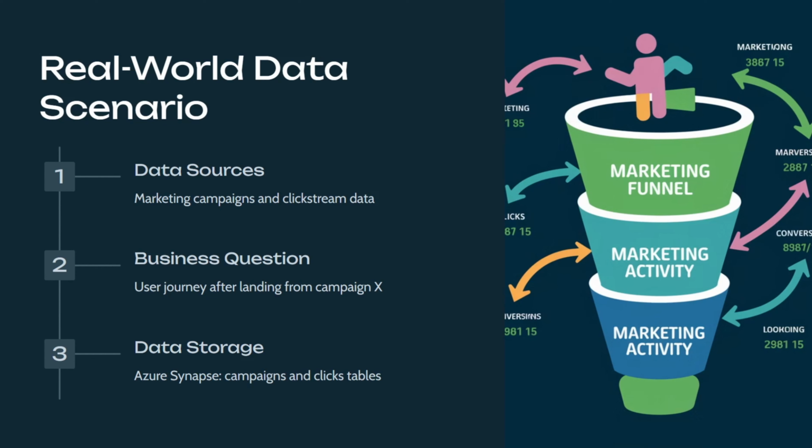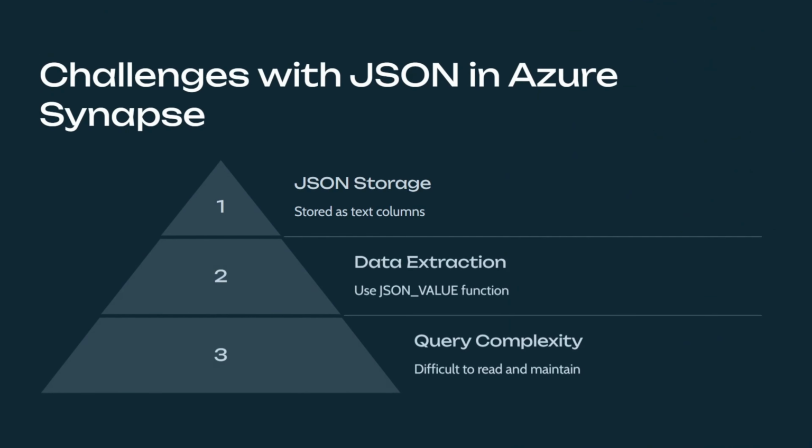We're using Azure Synapse as our data warehouse, and we've got our data loaded into two relational tables, campaigns and clicks. The campaigns table is a straightforward copy of our source data. No surprises there. But the clicks table with its nested JSON, oh boy, that's where things get interesting. Azure Synapse doesn't have a dedicated data type for JSON, unlike some of its cooler cousins like Google BigQuery. So we've got to store those JSON blobs in text columns and use the JSON value function to pry out the data we need. It's like trying to find a specific grain of sand on the beach.